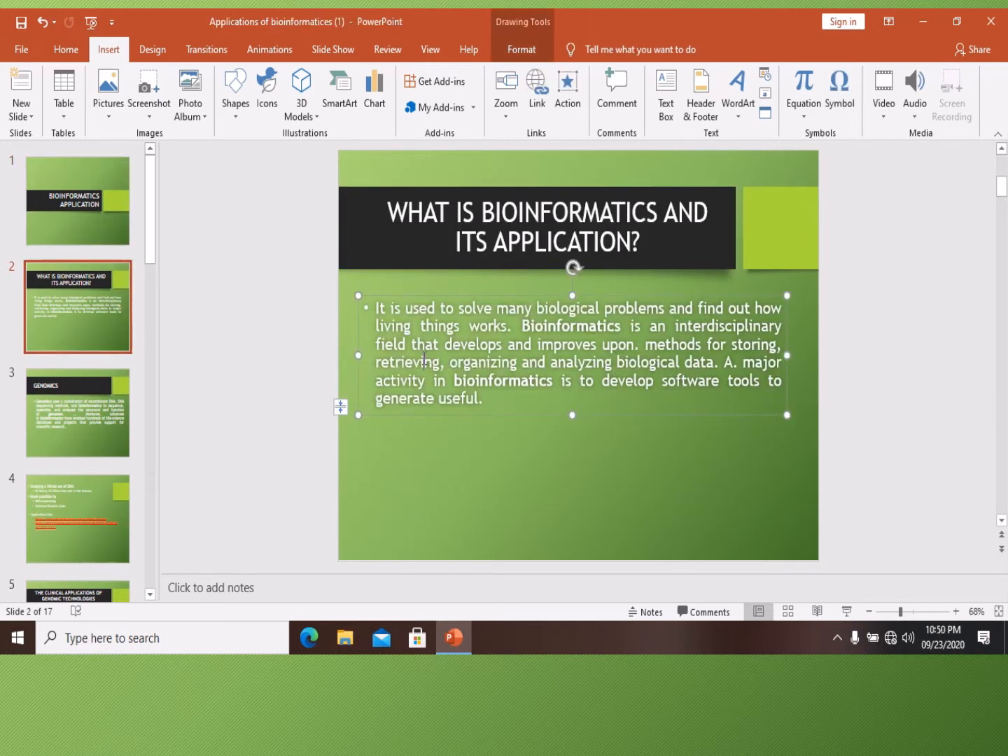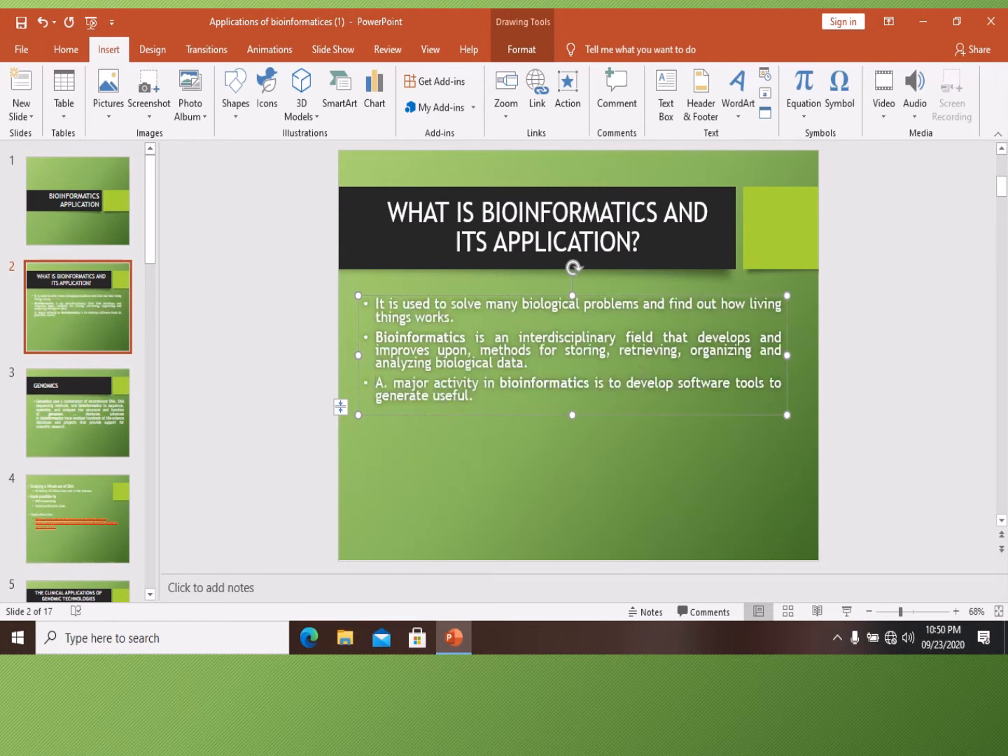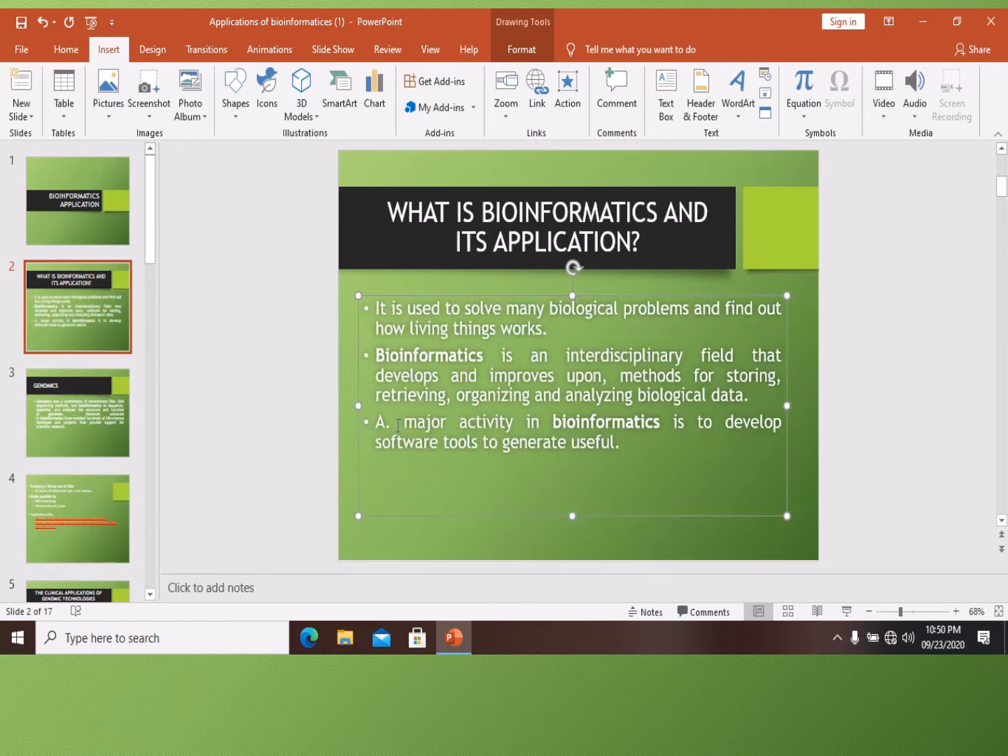It is used to resolve many biological problems and find out how living things work. Bioinformatics is an interdisciplinary field that develops and improves methods of storing, retrieving, organizing, and analyzing biological data. A major activity in bioinformatics is to develop software tools to generate useful information about the biological data. This is the major thing used in whichever application you are using.